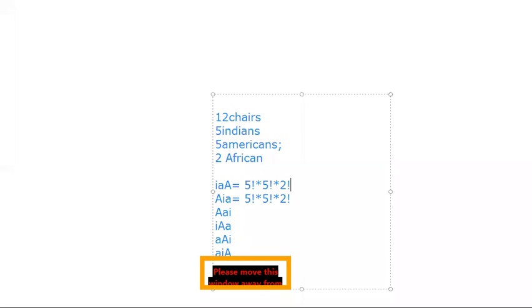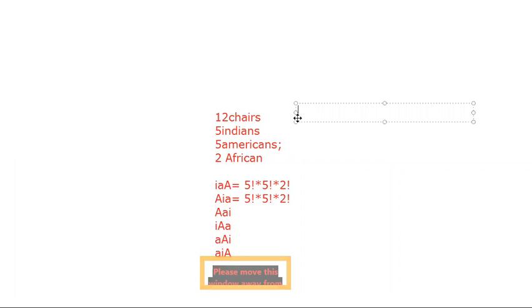So my answer will be what? Let me write it on the top. My answer will be 3 factorial for the arrangement of the 3 groups, into 5 factorial for Indians, 5 factorial for Americans, 2 factorial for Africans. So this is my final answer. Any doubt in this question, students? Yes or no? Any doubts? No doubt, sir. Noting it down, sir. Okay, note it down.